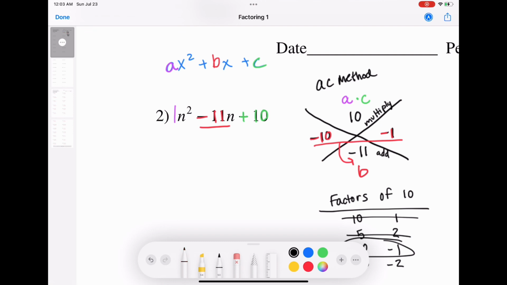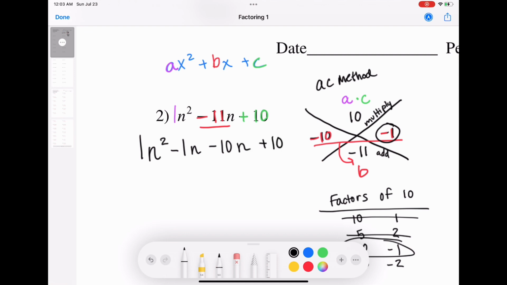So I'm going to rewrite the whole equation right now. N squared, I'll put the 1 just to remind us. And I'm going to use this negative 1 first, and you'll see why in a minute. But I want this negative 1 to be by my positive 1n. I'm going to rewrite it as negative 1n, and then minus 10n plus 10.